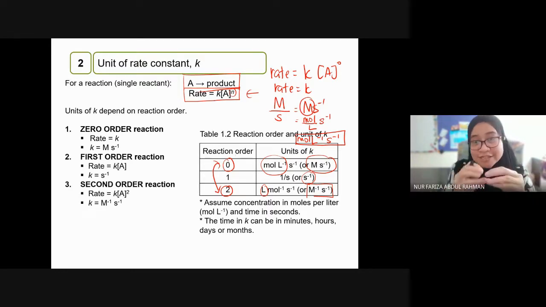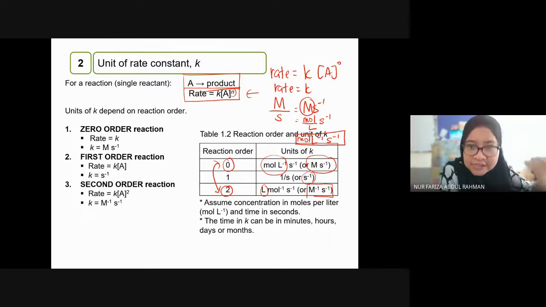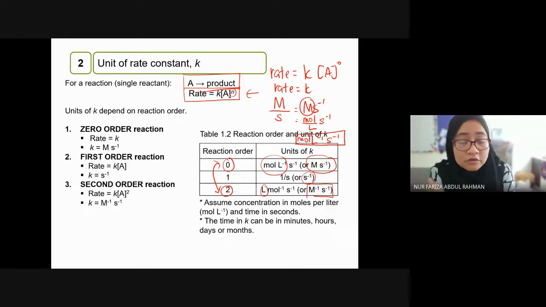Soalan tak cakap, dia just bagi the value of the rate constant together with the unit. So you sendiri kena tahu, oh from this unit I know already, this is first order, so you have it already. So now can you write the rate law? Yes, because you have determined the order of the reaction just now from the rate constant. Remember tadi? Tu contoh soalan lah yang dia boleh bagi.